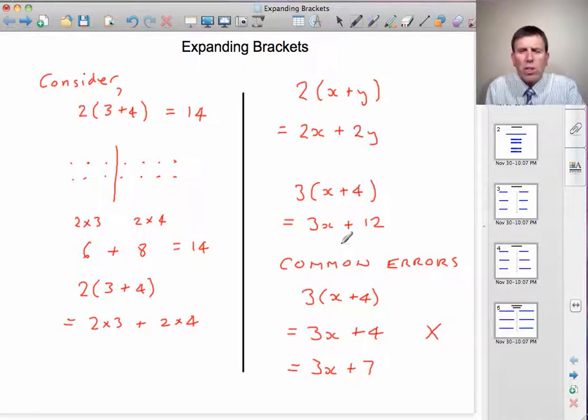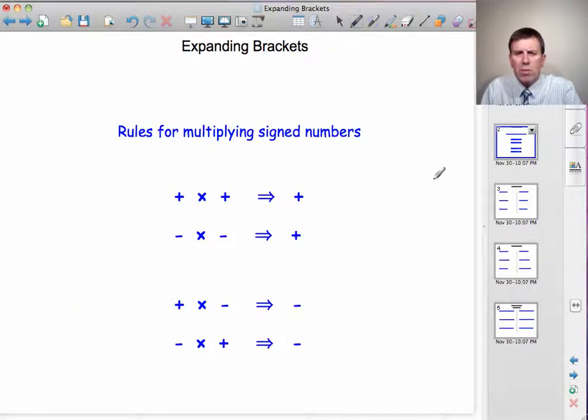Right, we're going to go and look at 12 examples of expanding brackets, but before we do that, I need to run through with you and revise the rules for multiplying signed numbers. If we've got a positive number multiplied by a positive number, the answer is positive. If we've got 2 negatives multiplied together, the answer is also positive. But when we've got one of each, a plus times a minus or a minus times a plus, the answer is negative. We get a minus for the answer.